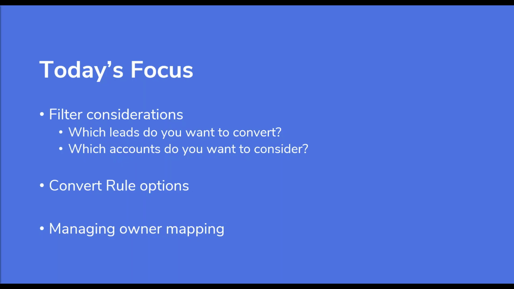A third item that we want to just brush on is the ability to manage owner mapping. And this is the same owner mapping that you set in place for your merge rules so that you can ensure that even if the owner of an account is not active, the conversion still takes place by mapping the owner to someone else. So you'll be able to use that same mapping, and we'll show you where and how to set that up.